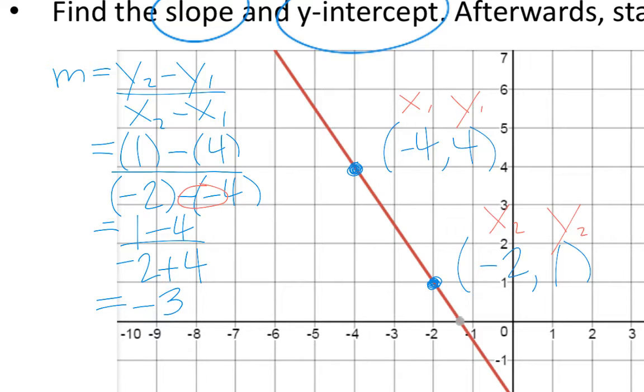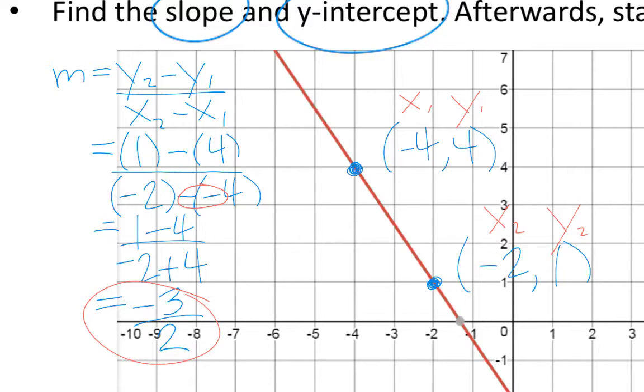If you have to use a number line, go ahead and do that. Minus 2 plus 4 is positive 2. If you look carefully, you'll notice that our slope is negative, and that matches up with our line, which has a negative slope since it's pointing downwards.